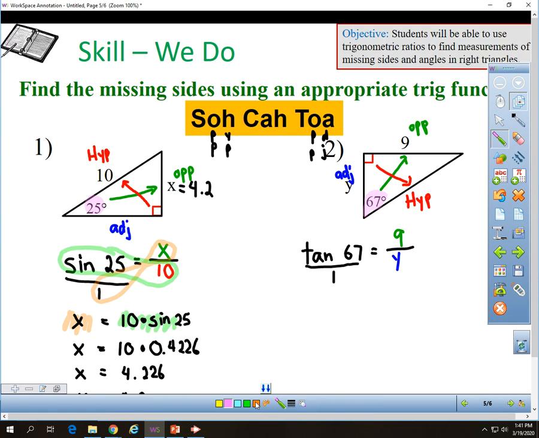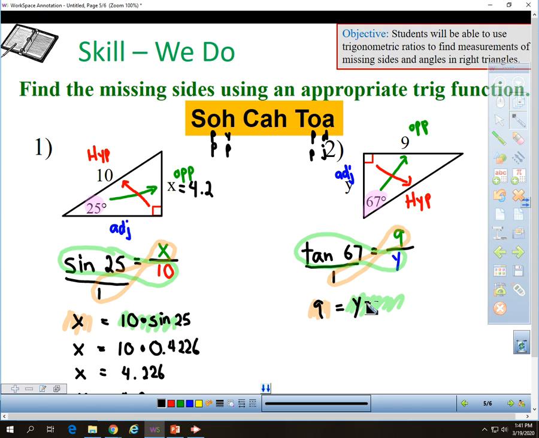We start by cross multiplying. So I cross multiply 9 and 1. 9 times 1 is 9. I'll write that on the left-hand side. And this would be equal to the other cross multiplying, which is y times tangent 67. That would be on the right side. So our goal in this problem is to find the value of y. On the left side, we have a 9. On the right-hand side, we have y times, and we have to evaluate tangent of 67.